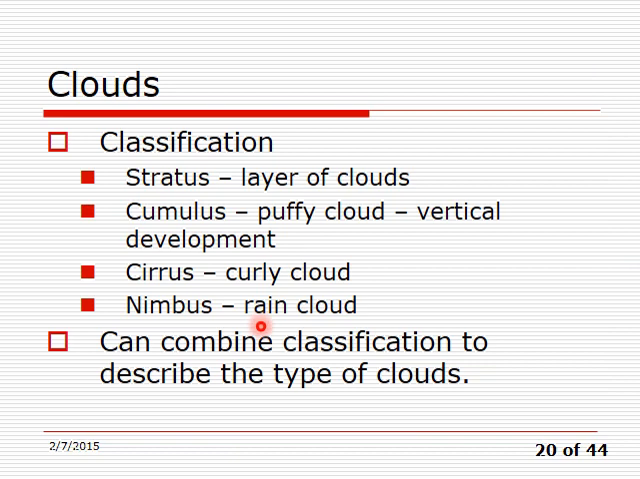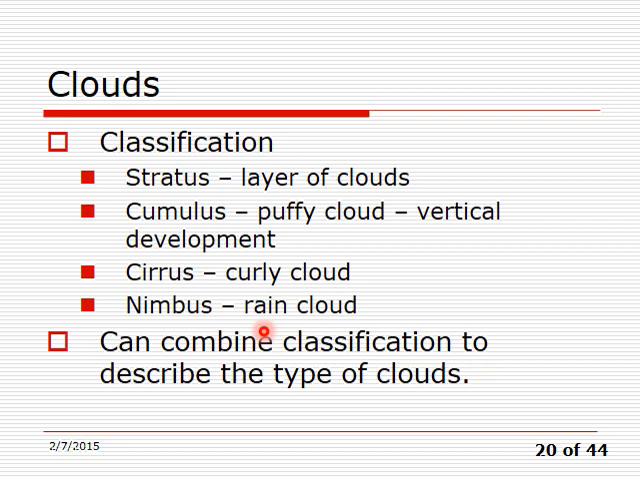All right, so let's talk about clouds now. Okay, so what is a cloud? Basically, a cloud is fog that is above the surface of the earth. We call it a fog when it's in contact with the surface of the earth. If it's above the surface of the earth, it becomes a cloud.